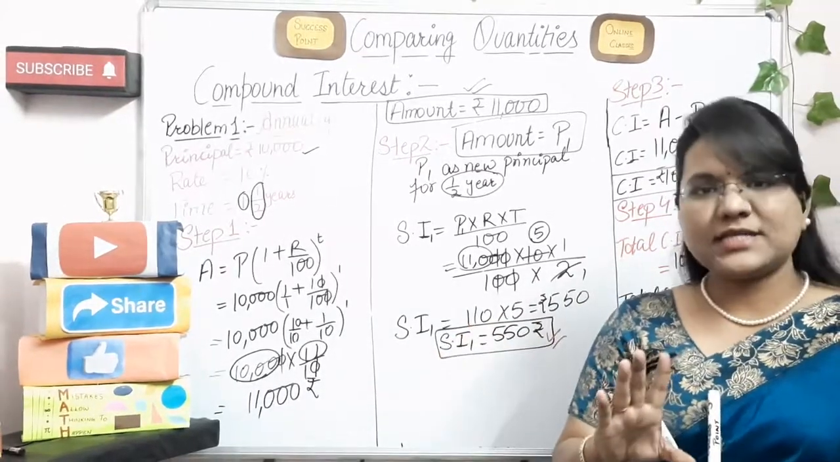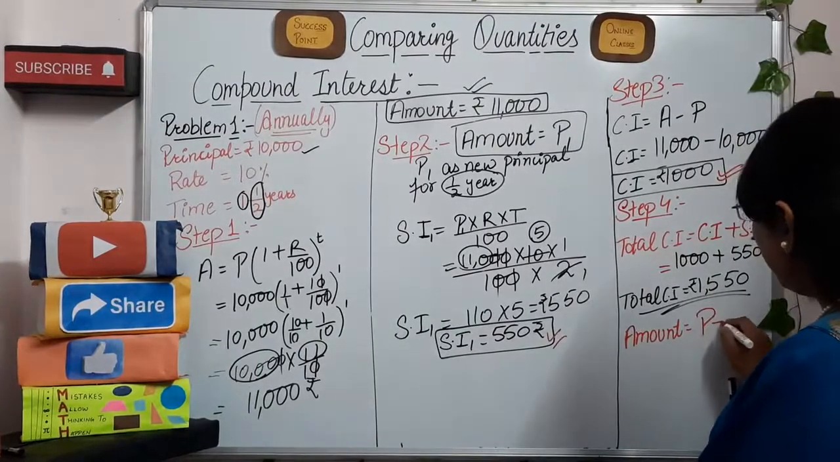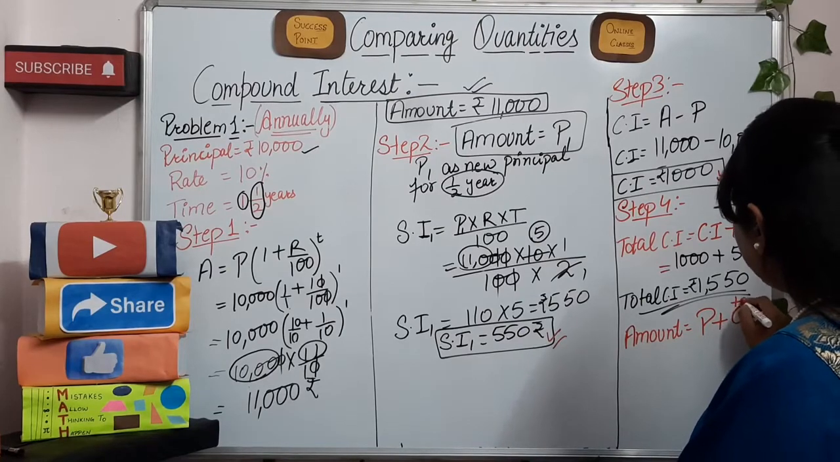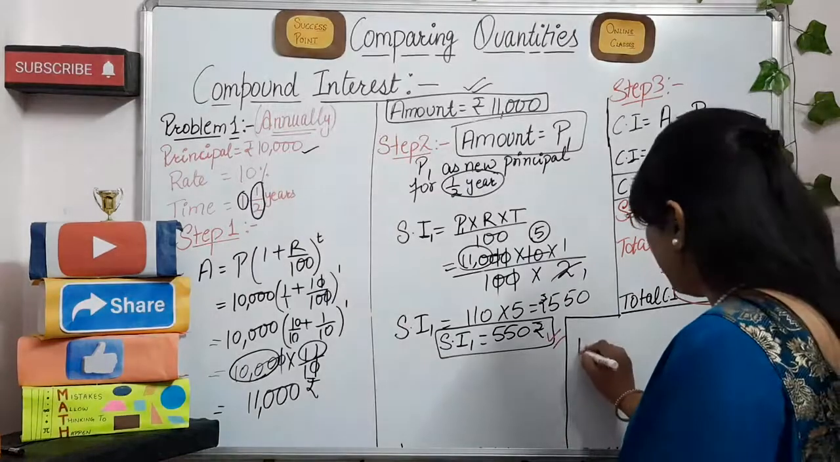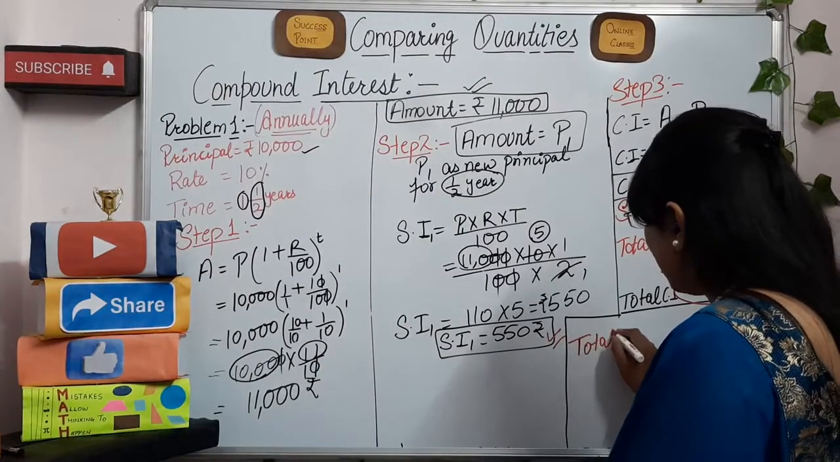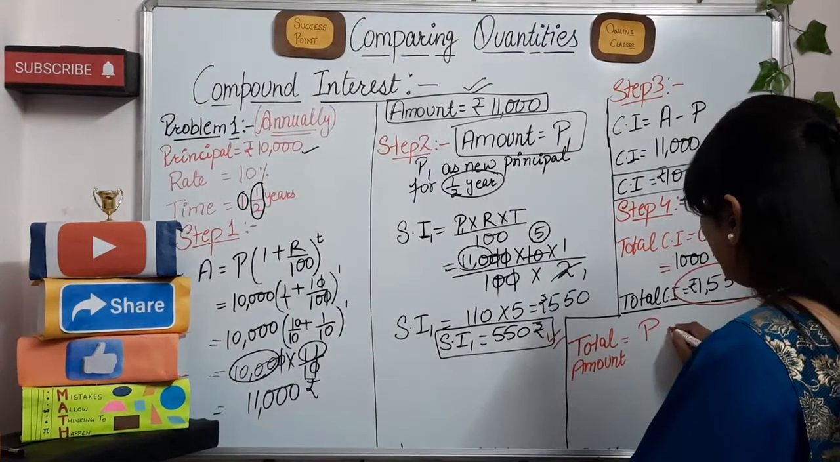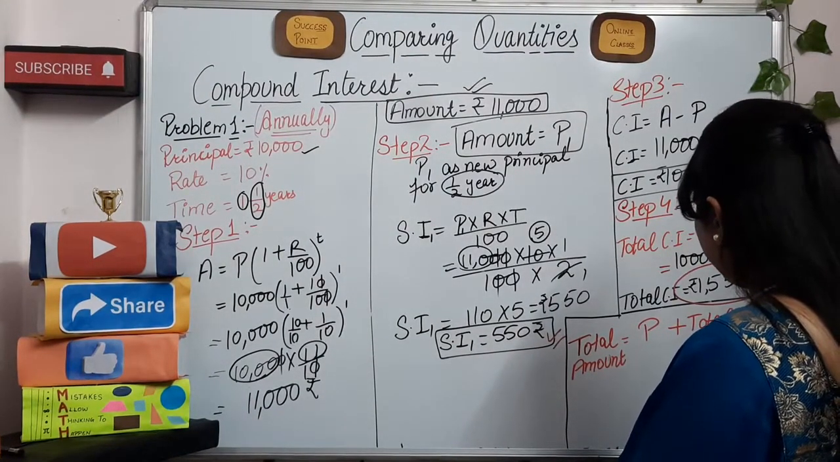Yes or no? Yes. Now tell me, what is the final amount? Amount will be principal plus total CI. That is total CI, to calculate the total amount. So how to calculate the total amount, guys? You can solve it now. That is principal plus total compound interest.